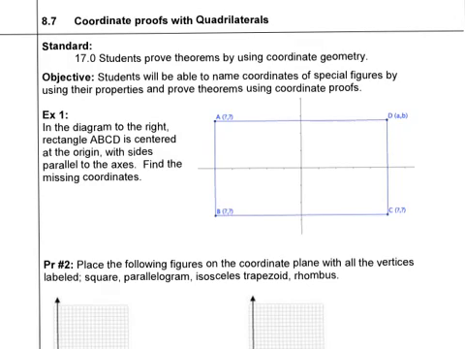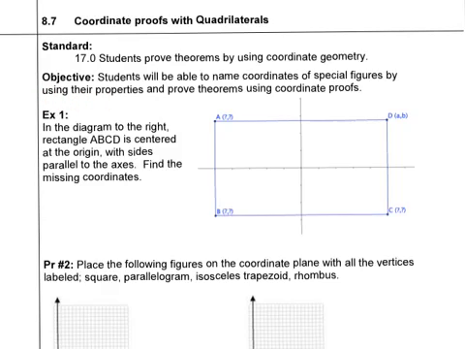Okay, this is 8.7, coordinate proofs with quadrilaterals. The main thing I want you guys to be able to do is figure out missing coordinates. So the objective: students will be able to name coordinates of special figures by using their properties and prove theorems using coordinate proofs.